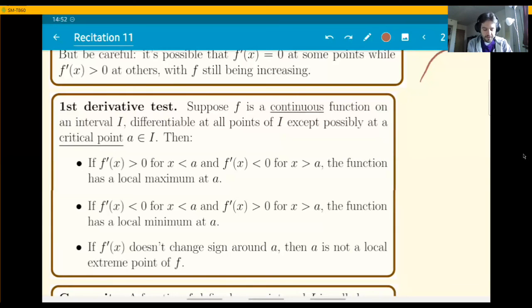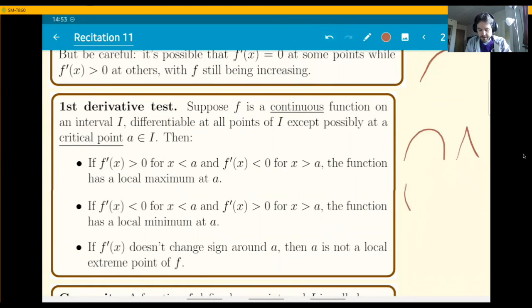And what does the test say? Basically, if the derivative changes sign around this point, then according to how it changes sign, you can classify it as local max or min. So more precisely, if you have a derivative that's positive before the point and negative after the point, then this point must be a local max because the graph is going to look like this. Or maybe the point is critical because the function is not differentiable there. There's a cusp. But what's important is that the graph was increasing first and decreasing later. So this is a local max.